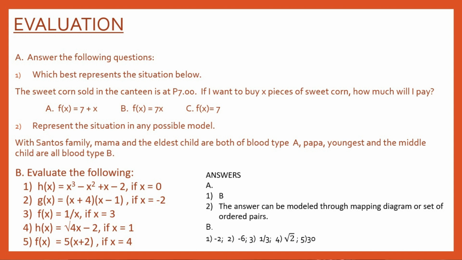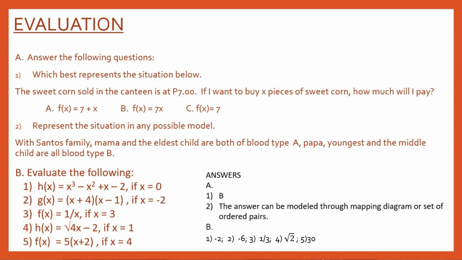Number 2, represent the situation in any possible model. In Santa's family, Mama and the eldest child are both blood type A. Papa and the youngest and the middle child are all blood type B. Let your teacher check your models individually. Letter B. Evaluate the following.